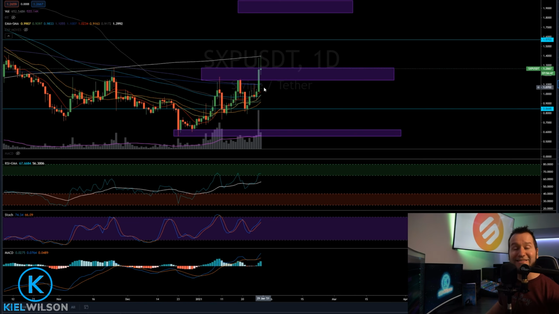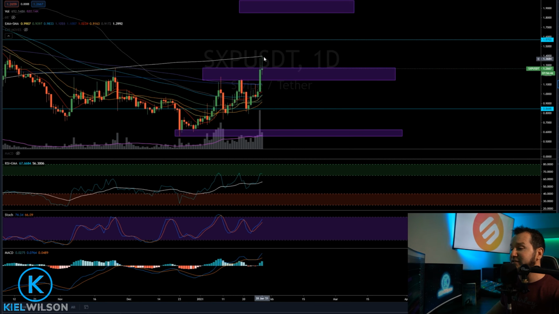But at the end of the day, what I'm going to need to see is Swipe close a daily candle body above that 200 simple moving average. That is coming in around $1.39. If Swipe is able to get a daily candle body closure above $1.39 on strong convincing volume, then I think that's going to initiate a test back up to this horizontal here, coming in at $1.56.